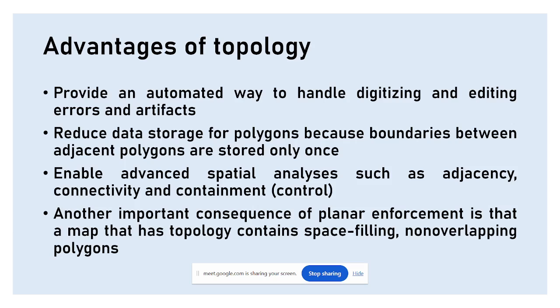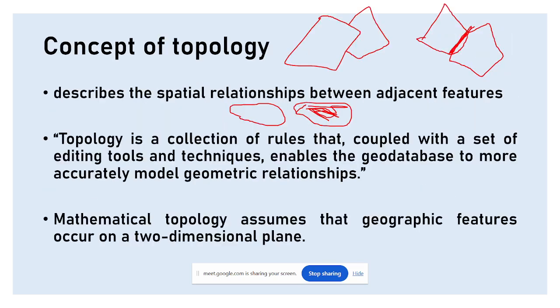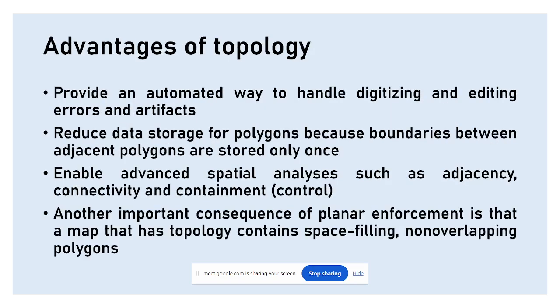So what is the advantage of topology? We are talking about topology, why is it so important? It provides an automated way to handle digitizing and editing errors and artifacts. Artifacts is basically the one that I had drawn and shown you. This gap that you see, that is an artifact. It's essentially not there. But in the absence of topology, when you try to draw the boundary, it's not possible to overlap it accurately, so that kind of difficulty is there. In such cases, topology will account for these artifacts, and that will not come. Rather, you will get a very clean and crisp boundary.